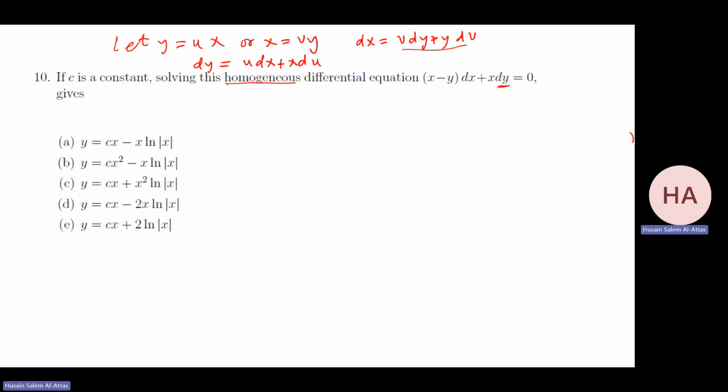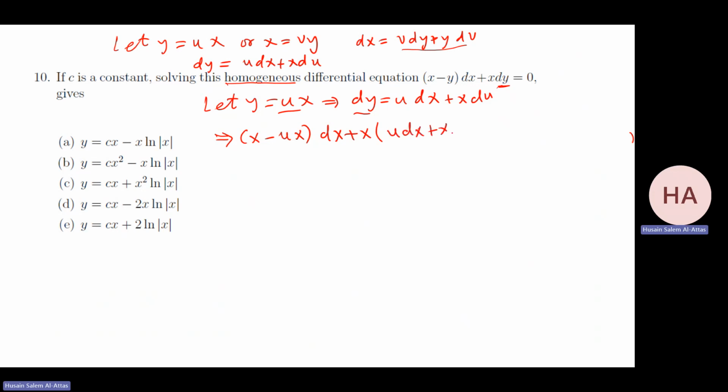So I'll use y. I let y equal ux. That implies dy equals u dx plus x du. Plug it in now. What will you get? Instead of y, I will write this. Instead of dy, I will write this. So I have x times uy, which is ux dx, plus x dy, which is u dx plus x du. Now I have only x and u.